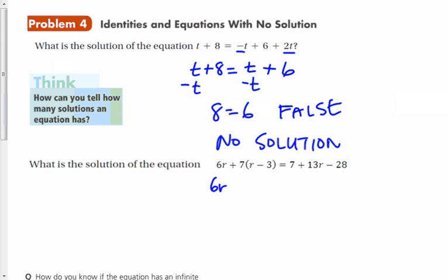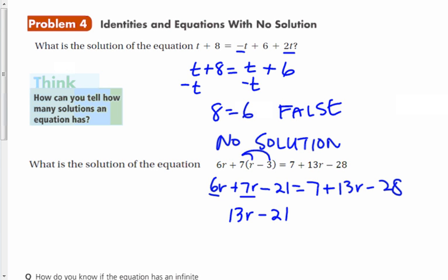All right, now let's check this next one out. So we have 6r. I'm going to distribute here. 7 times r minus 7 times 3. And over here, I'm just going to write down what we have. And now I'm going to just simplify both sides. 6r and 7r, I can combine like terms there and get 13r. And on this other side, if I take 7 minus 28, that's a minus 21. So I get exactly the same thing on both sides.